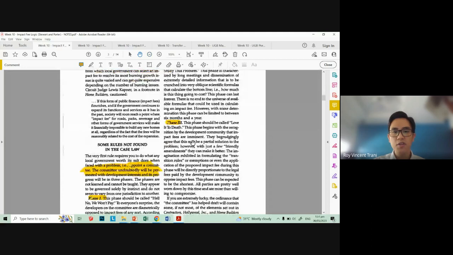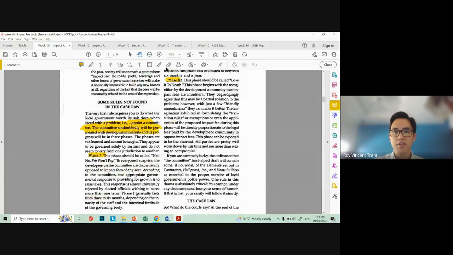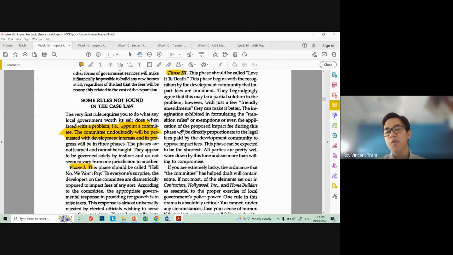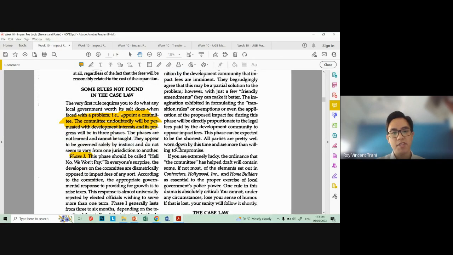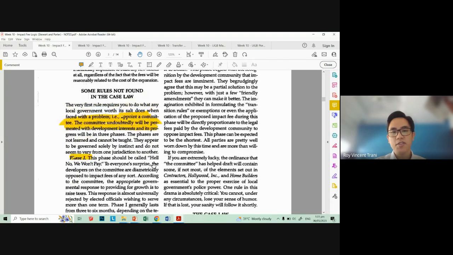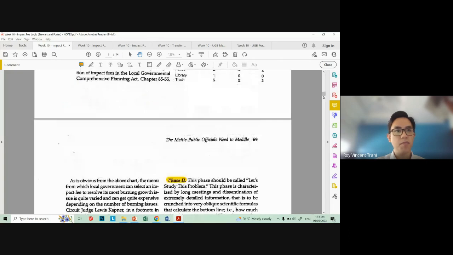Okay, so what are the usual phases of impact fees? A developer wants to create a new project, usually a subdivision or something like that, and then the government steps in. So this writer, I forget his name, Stewart.